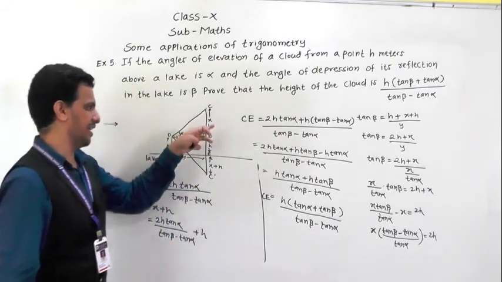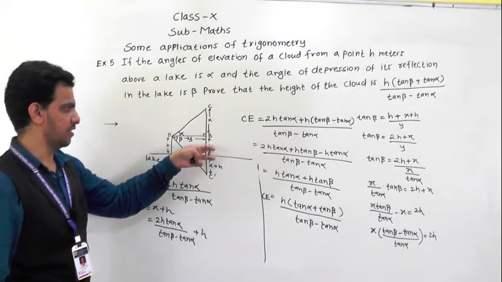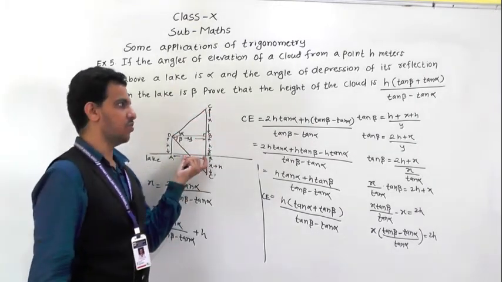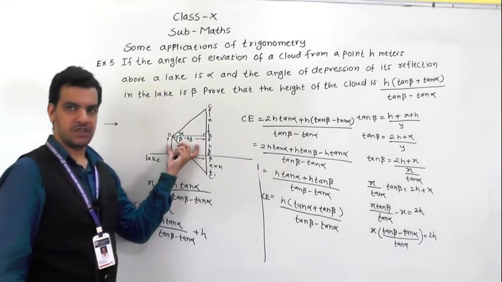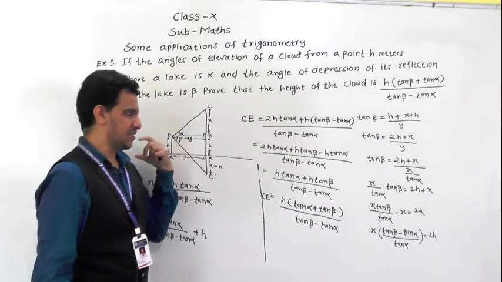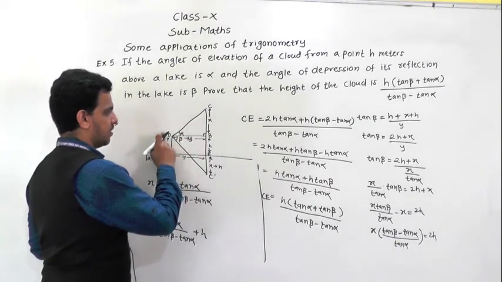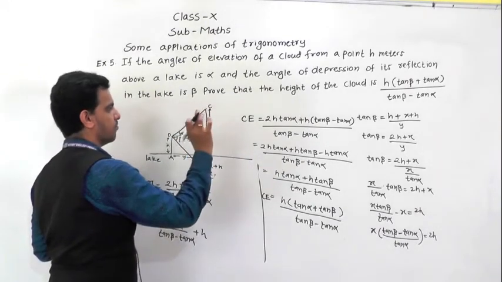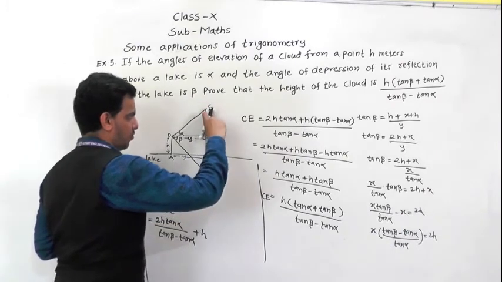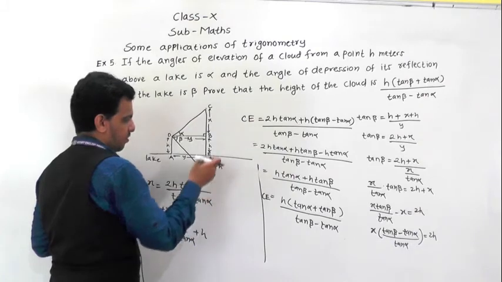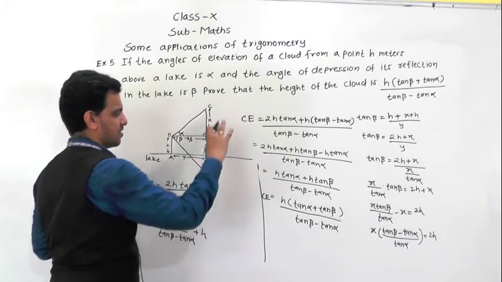Okay, you will get x, then add h to that, you will get the height of the cloud above the water level. Okay, understand this one. See, once again, first I'm using tan alpha in this triangle DBC. Okay, an important point is that the height of the cloud from the water level and the height of the reflection of the cloud below the water level, these two distances are the same.